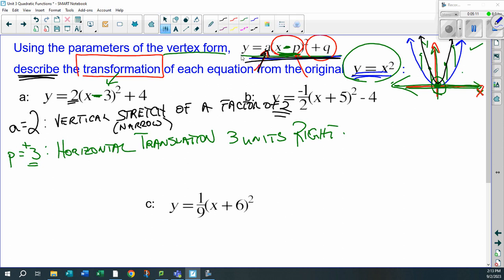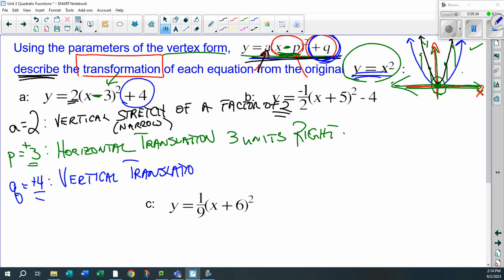Okay, let's look at the last thing. This is our Q value we've got to talk about. And here's our Q right there. Our Q equals positive 4. And I said before, since we're talking about the Q value, that guy is a vertical translation. And that's how you're going to describe it. This is a vertical translation, 4 units up. And that's how you describe this entire thing.